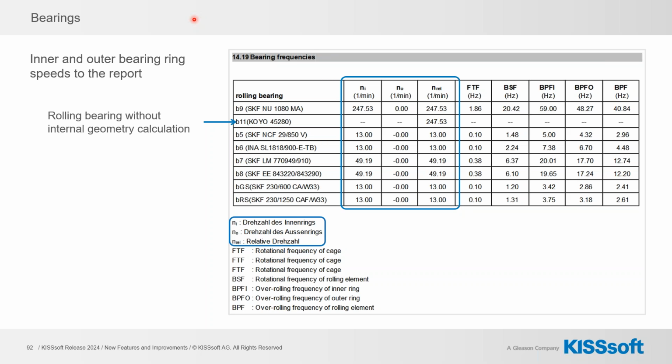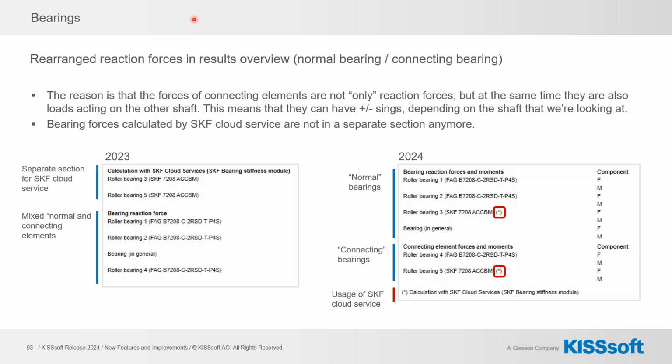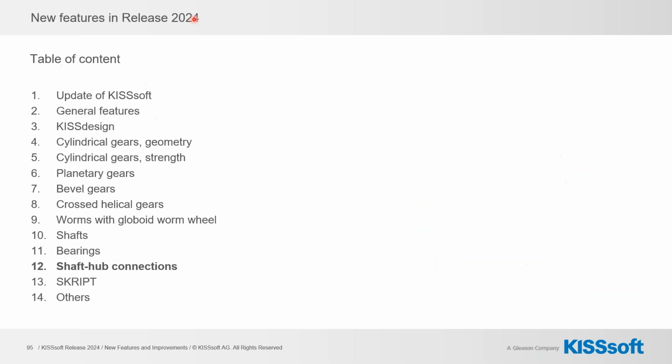Also, some smaller improvements are done for rolling bearings, and you can find them in these slides. Let me continue with shaft hub connections.